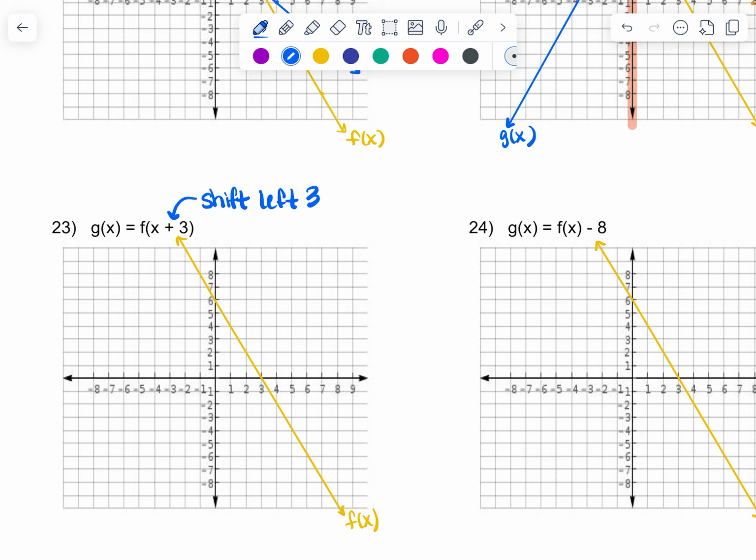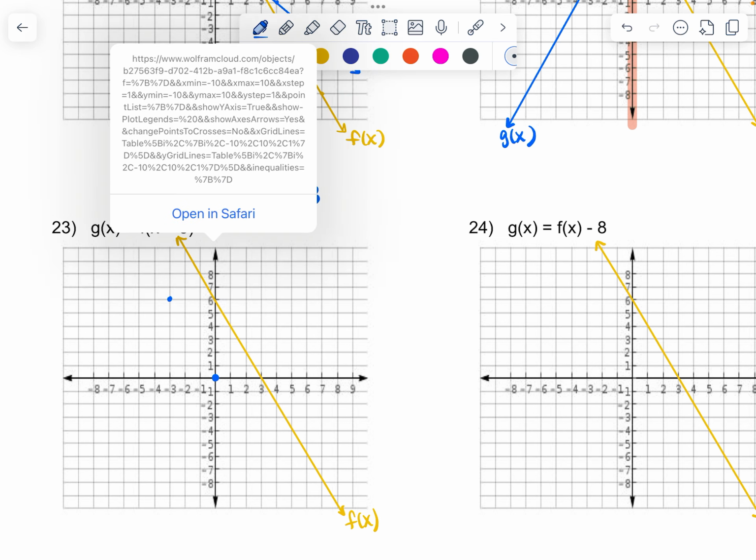And I can just do that manually. I don't have to do a lot of work here. If you take your intercepts, like I was at +3, but I'm going to go left 3, so now it's going to be here. You're technically moving all the points left or right 3. So if I take my y-intercept of 6 and move it left 3, I know it's going to pass through this point.